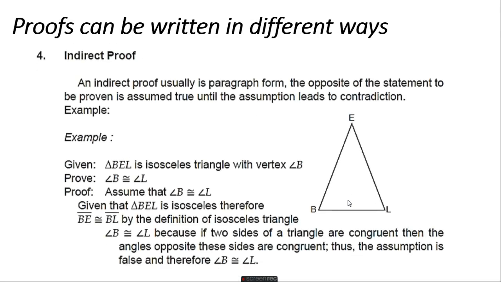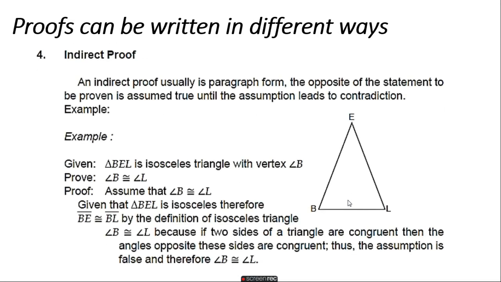Alright, again, we also have the indirect proof. An indirect proof usually is in paragraph form. The opposite of the statement to be proven is assumed true, until the assumption leads to a contradiction. So this is the indirect proof. Here, given: triangle BEL is an isosceles triangle with vertex angle B. This is the vertex. Prove that angle B is congruent to angle L.